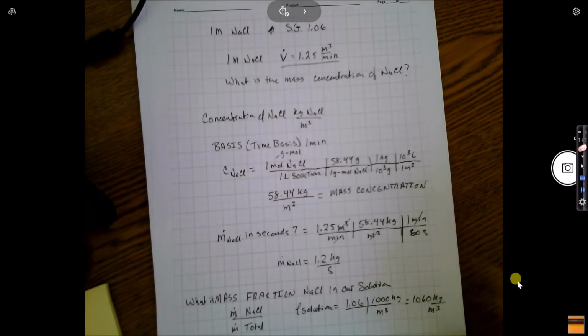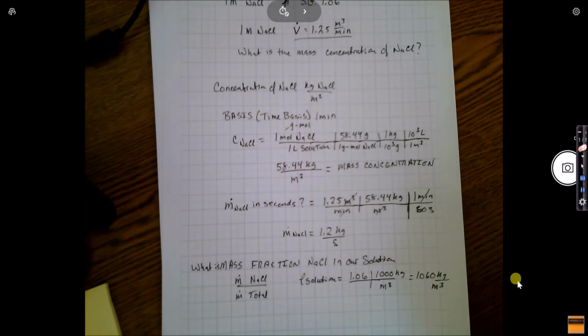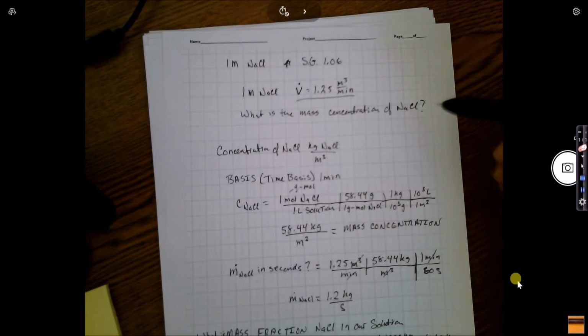All right, so that is our density. Okay, so why do we bother doing this? Why do we bother finding our density? Well, we learned very earlier in this video that density can be used as a conversion factor between mass flow rate and volumetric flow rate.